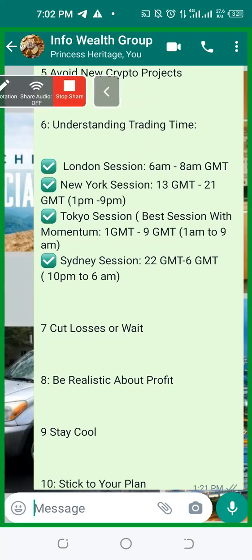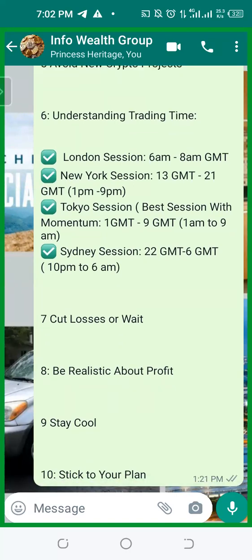I would rather wait to get that kind of strategy that we can easily get out of trade. Now, number 9, this is very, very important. Make sure you stay cool. Be calm. Do not be emotional about crypto trading. I don't have any emotion in trading whatsoever. I don't have any emotion.